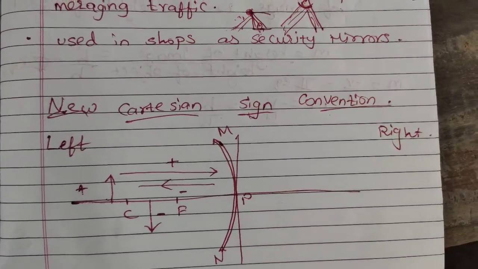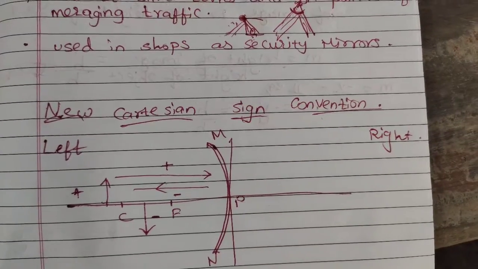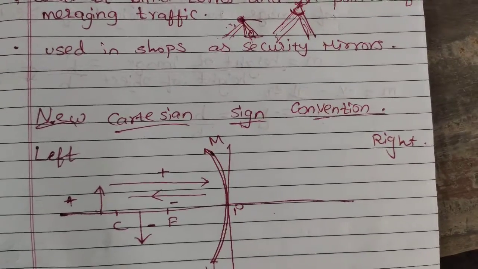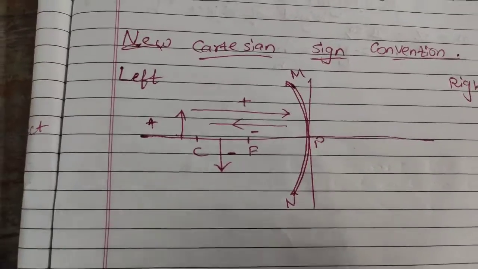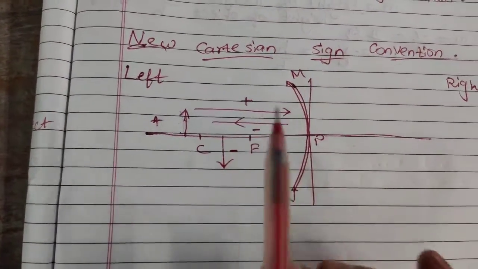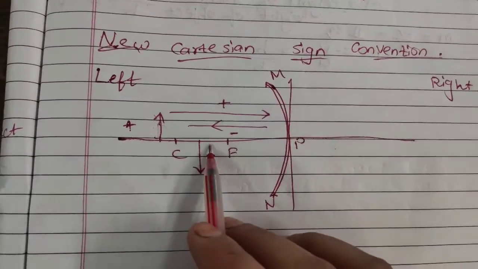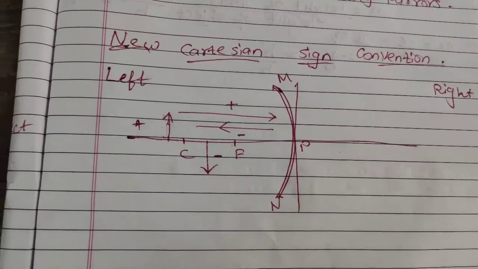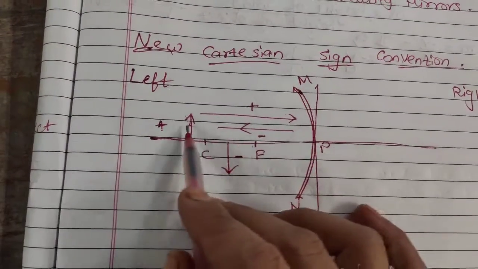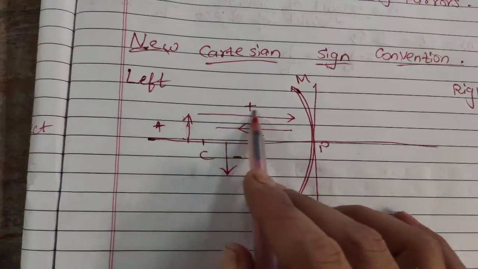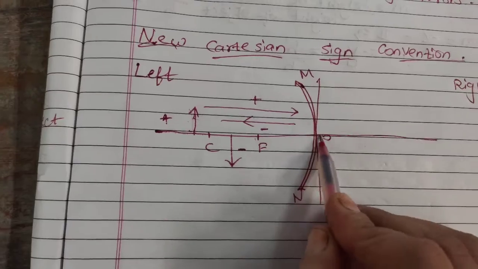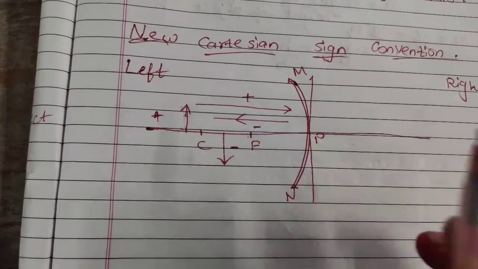What we should follow every time. The first property of the new Cartesian sign convention is that the object should always be at the left side. Then the second point: all distances parallel to the principal axis are measured from the pole P. The images, reflections, everything parallel to the principal axis is measured from the pole P, the measurement point.